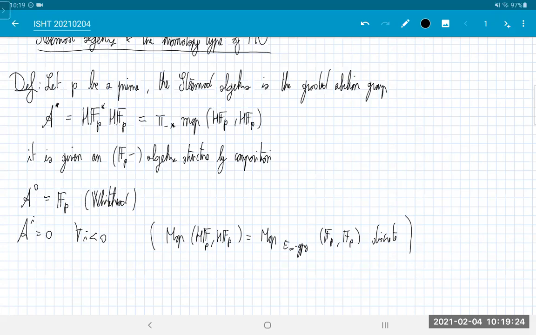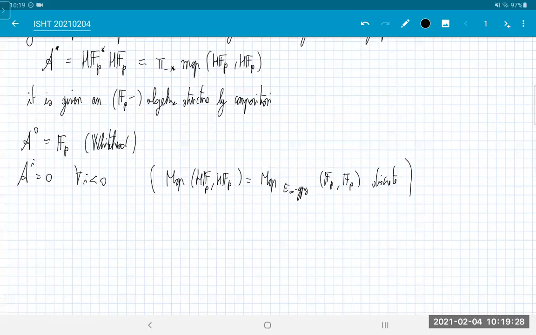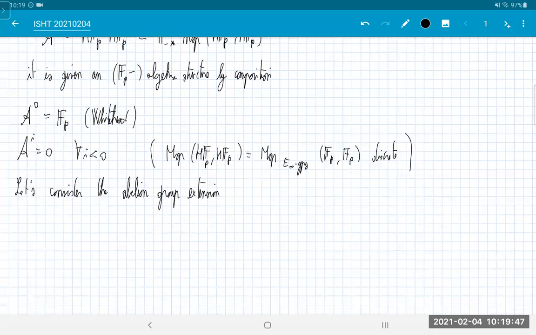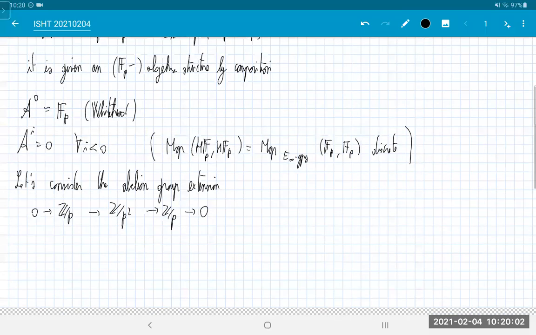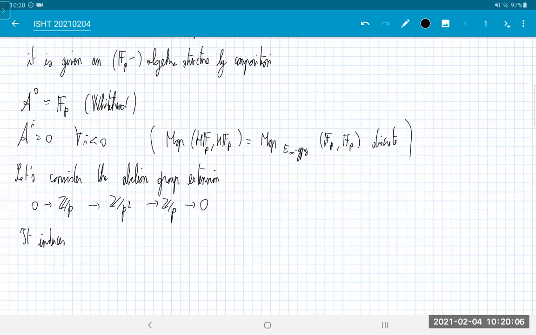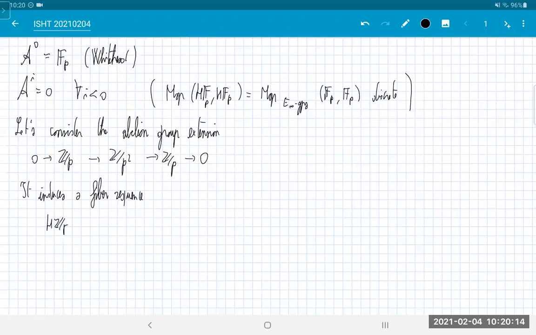And these are basically all the ones that are easy to compute. But I will give you another example of a class. So let's consider the abelian group extension, which is Z/p goes to Z/p^2 goes to Z/p goes to zero. So that is indeed a thing. This induces a fiber sequence HZ/p, HZ/p^2, HZ/p.